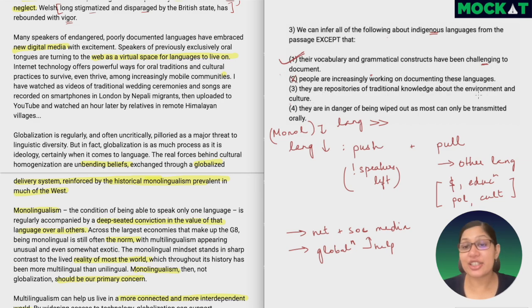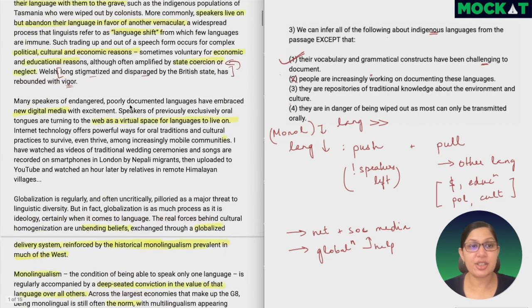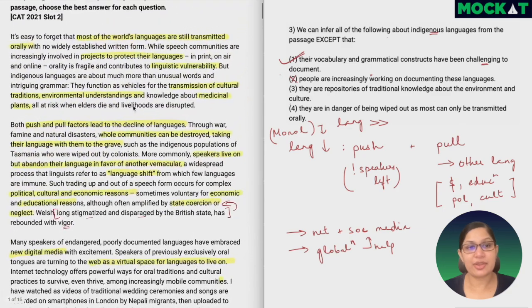They are repositories of traditional knowledge about the environment and culture. That is something coming from this part, right? So they function as the vehicle for transmission of cultural traditions, environmental understanding, and medicinal plants. What is a repository? It's like a storehouse. So that's again only one word from a vocabulary perspective that you need to know. If you have realized that this is the right answer, even if you're not sure of this word repositories, if you realize that the first option is right, you could still eliminate this one. I've explained why in multiple videos. I'm not going in again.